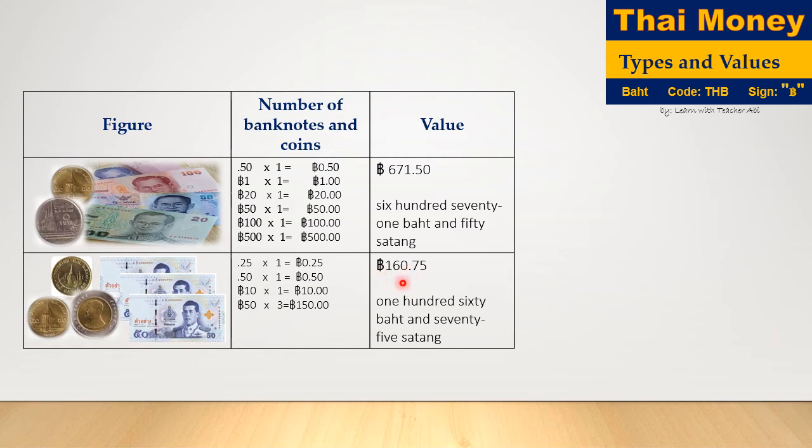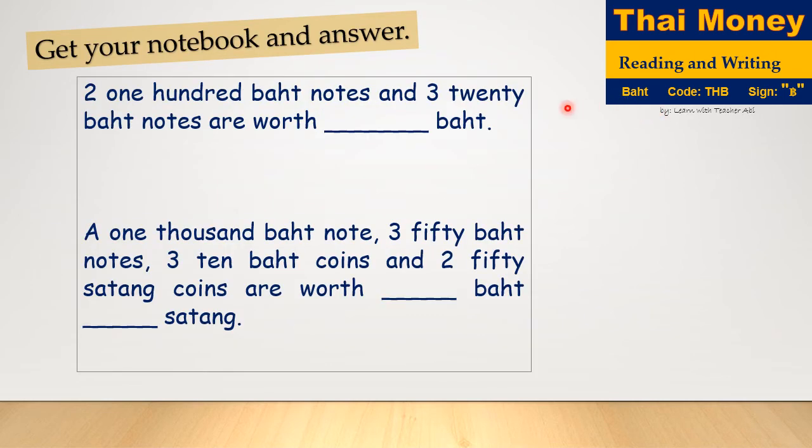Okay, so let's read it. 160 baht and 75 satang. Again, 160 baht and 75 satang. Right. All right, so more practice in reading and writing money. Get your notebook and pen or pencil and try to answer these 2 questions. All you need to do is read this money in words, and then write how much, the value, in baht. Pause the video and then write your answer in your notebook.